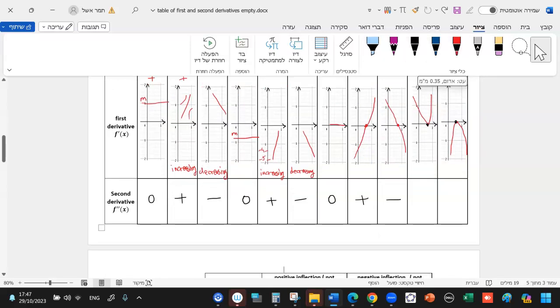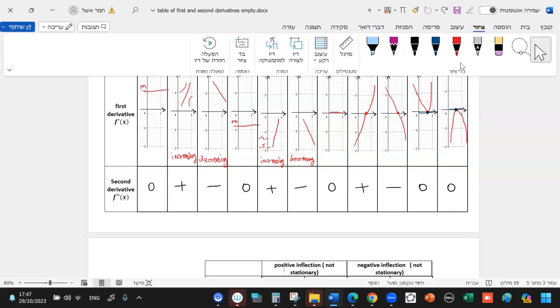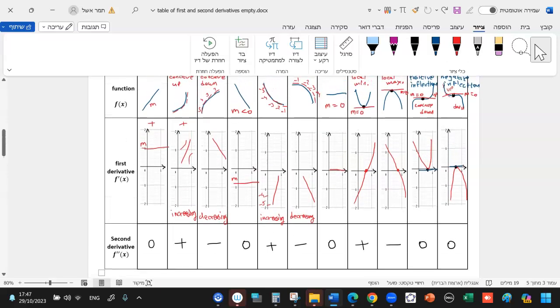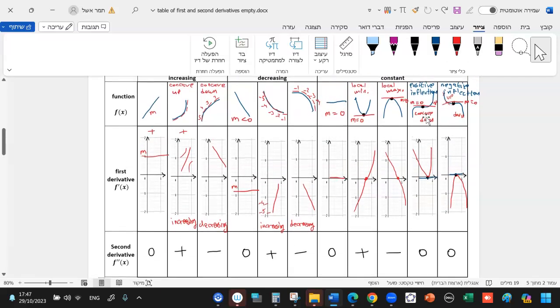What can we say about the second derivative here? The second derivative is the derivative of the first derivative, and we can see that at the point of inflection, this is minimum or maximum. The second derivative will be 0. So this will help us next to find points of inflection and to find minimum and maximum.